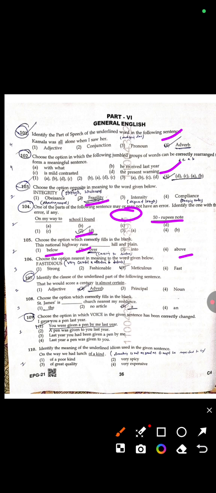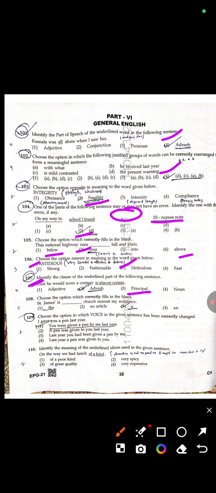Next one is the nearest meaning of the word "fastidious". Fastidious means very careful and attentive to details. So its similar meaning will be meticulous. Okay, next one: you have to find out the clause. That he would score a century is almost certain. This is actually the principal clause. It starts with the linker "that": he would score a century. This is the subject, this is the main verb, and the remaining is almost certain. So this is the principal clause having one verb each.